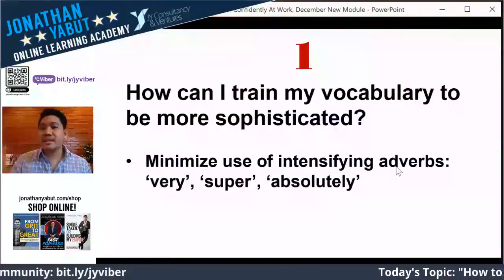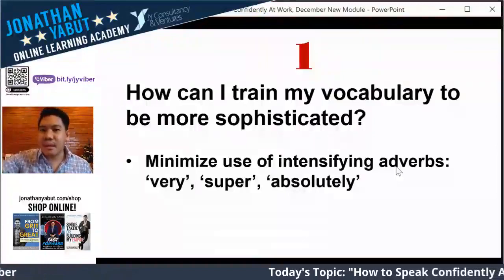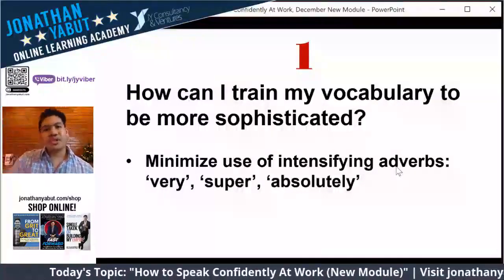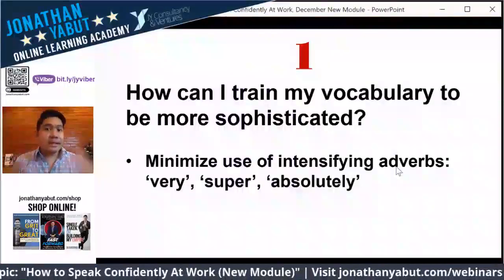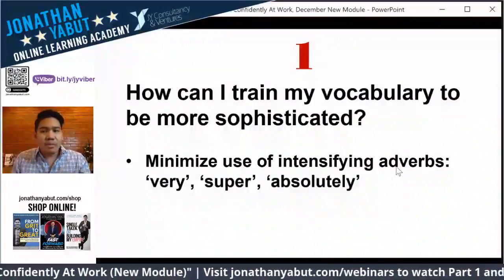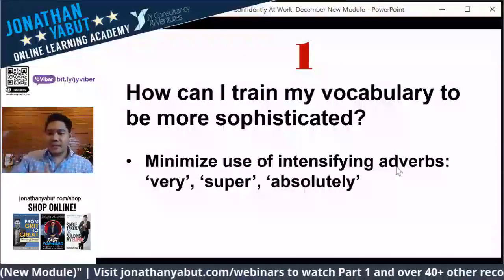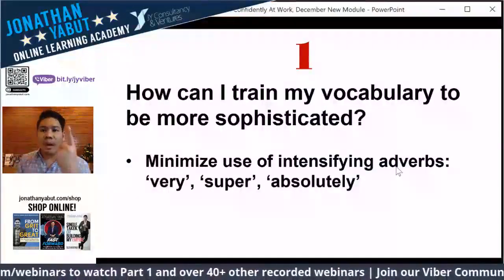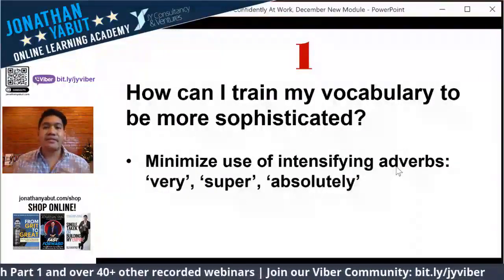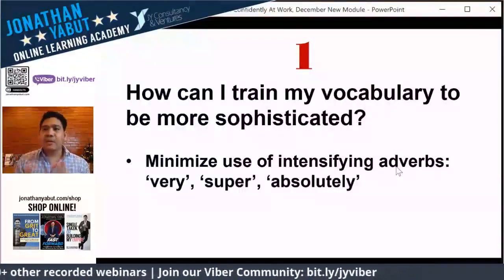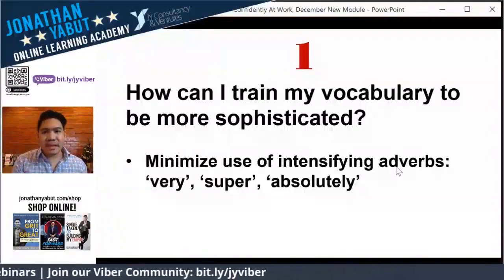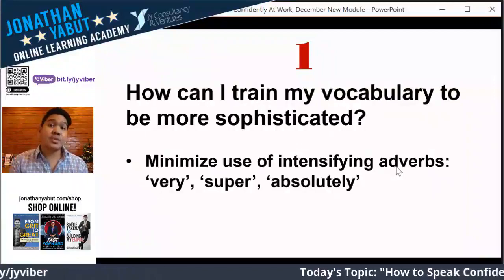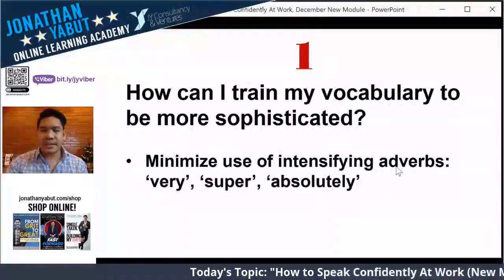I'll give you an example. Saying, oh, he's very nice. He's very smart. He's very beautiful. He's very approachable. He's very helpful. These are good words, and there's nothing wrong with them. But when it comes to the level of sophistication, there are better ways to describe a person, and you can use a one-word adjective rather than using very or super. For reasons that in professional speaking or professional writing, these words are usually associated with casual language. I'll give you some examples later on.